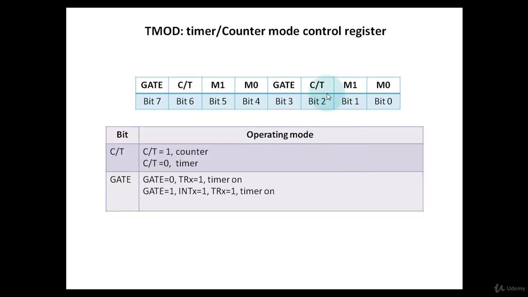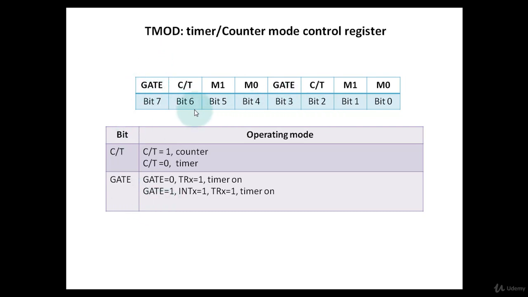Bit number 2 and bit number 6. If this bit is 1, that means the counter operation gets selected. If it is 0, the timer operation gets selected. Bit number 2 controls the timer 0 and bit number 6 timer 1. So if the bit number 2 is 1, that means timer 0 will act as a counter. And if it is 0, then the timer will act as a normal timer. Bit number 6, if it is 1, then timer 1 will act as a counter. And if it is 0, it will act as a timer.